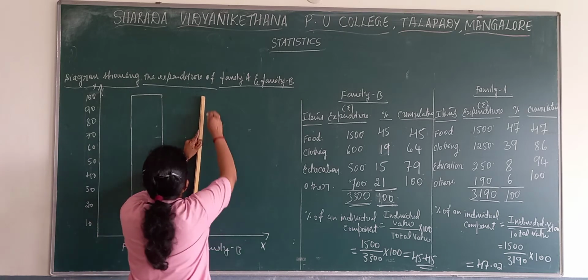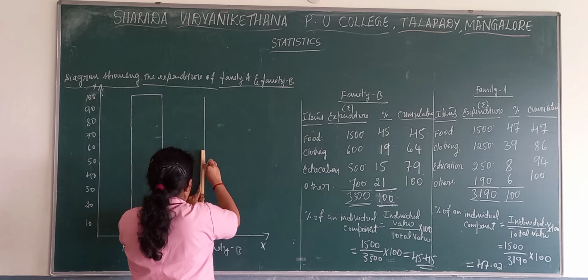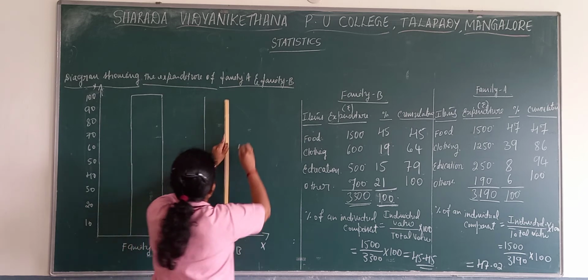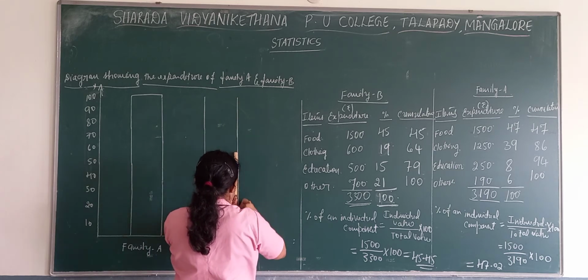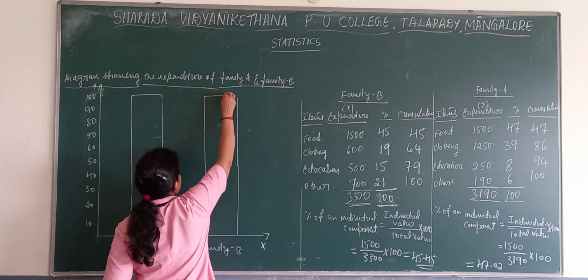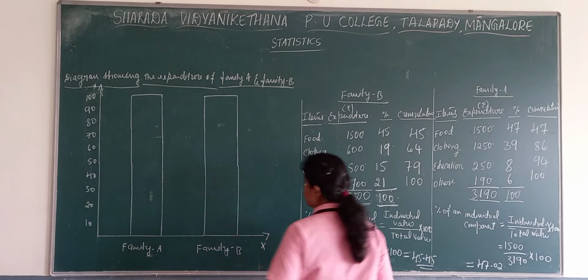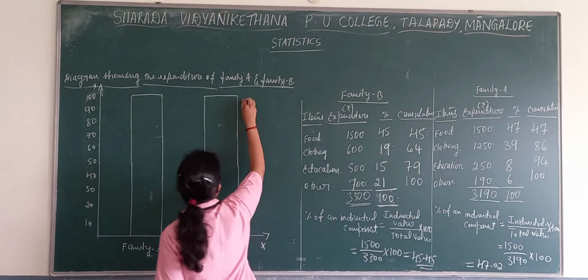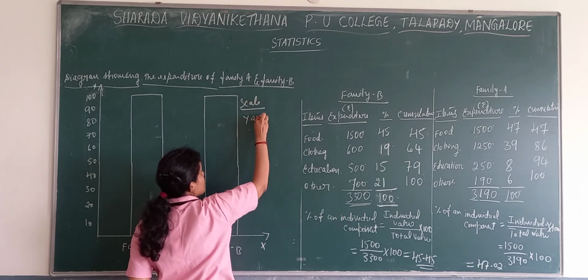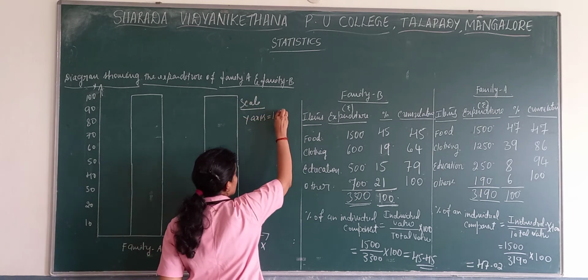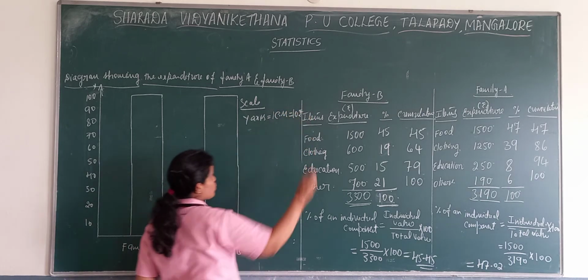Here also, bars to the length of 100. Bars to the length of 100. Now, after drawing that, we write a scale here. Scale: y-axis is equal to 1 centimeter equal to 10 rupees.